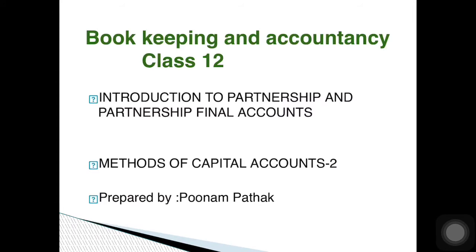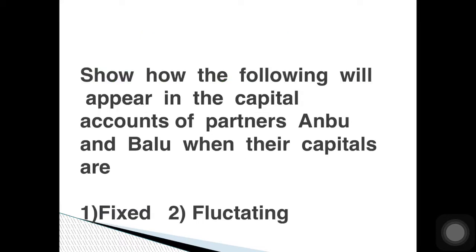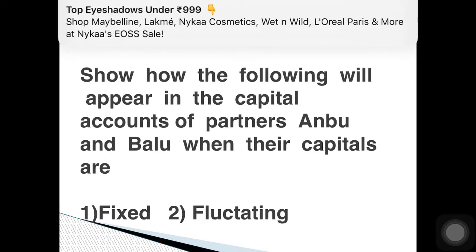Today we shall continue with our topic of methods of capital account. We shall solve a sum on the same. Here is a sum. Show how the following will appear in the capital accounts of partners. Now let's call them A and B when their capitals are fixed and then fluctuating. So you have to solve the sum in two ways, when the capital is fixed and when it is fluctuating.